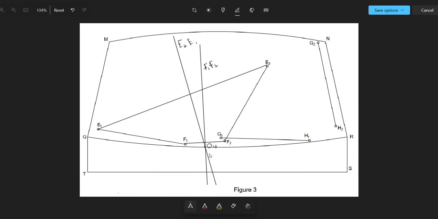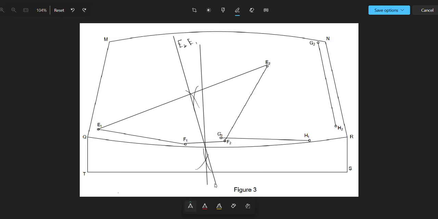So after getting O4, we join. This point is too close. O4 is too close to F1 and F2, just because I'm using a rough sketch. So in actual sense, O4 should be around this side. So let me try and bring that point down a little.